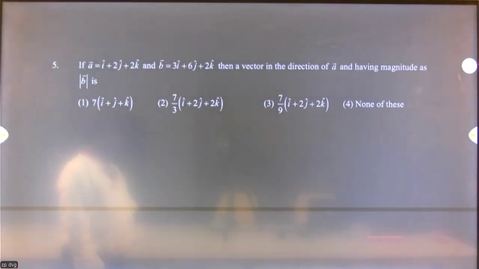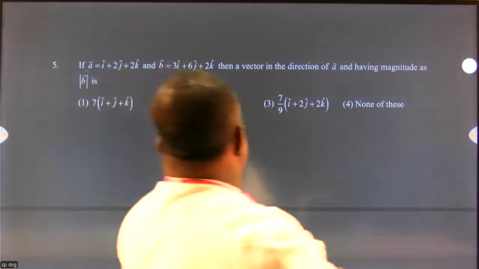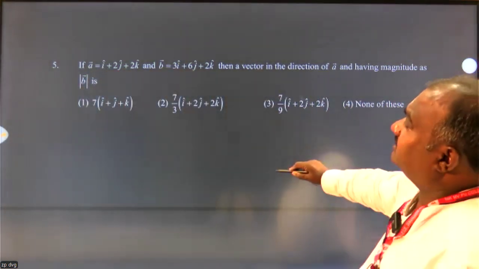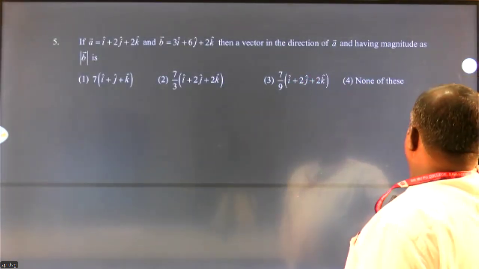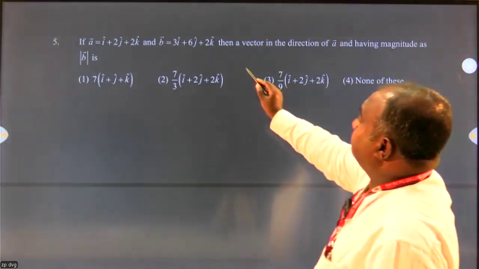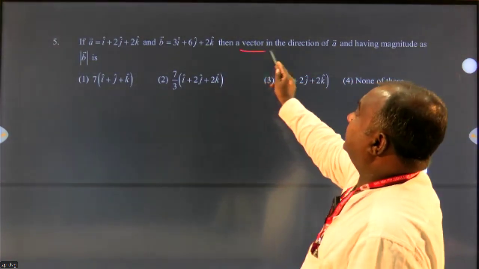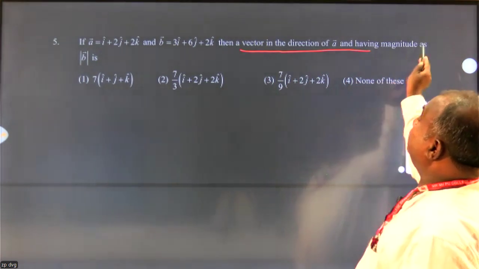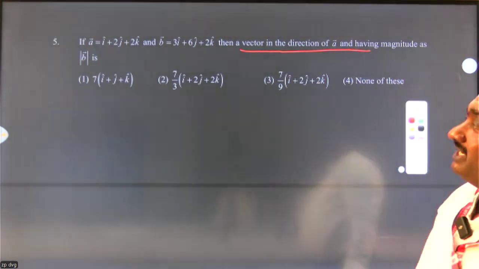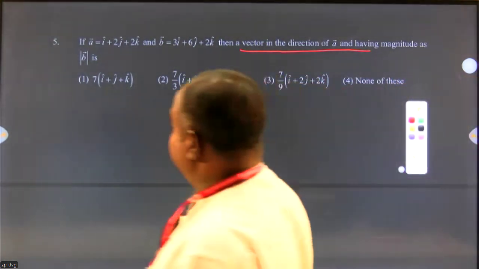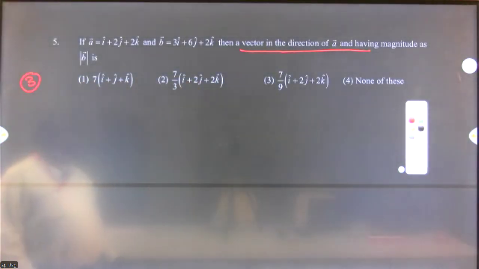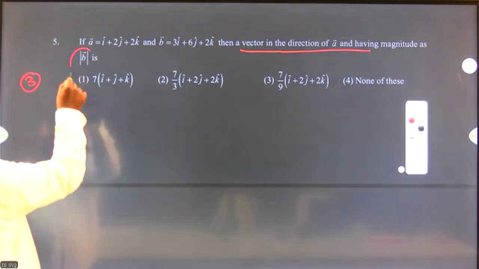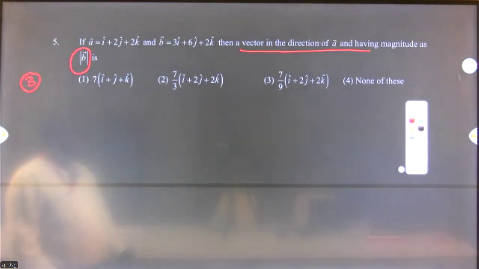And this is also the same basic question on unit vectors only. Now observe there, A bar is given and B bar is given, and then the vector in the direction of A bar having magnitude as B bar. Be careful here. In the previous question the magnitude 3 was given directly. But here, what is the magnitude given? Observe there. Here, the magnitude is given as B bar. That means what you have to find? First, you have to find the modulus of B bar.